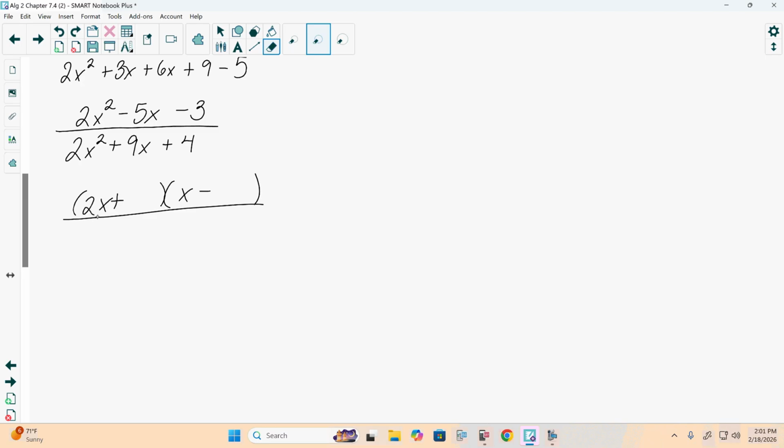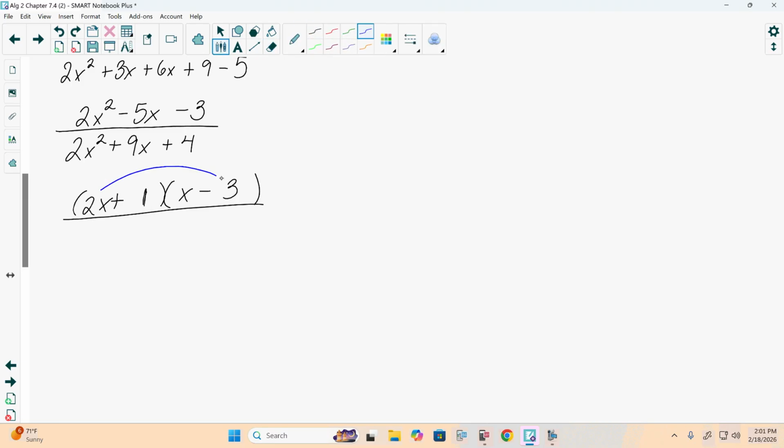I'm just going to stick the 2 with the first x, because we'll check it and make sure. I'm going to put it there first. Factors of 3 are 1 and 3. Do we want to put the 3 with the plus or with the minus? Doesn't matter. Which one do you want to put it first? Minus? And let's check this here.